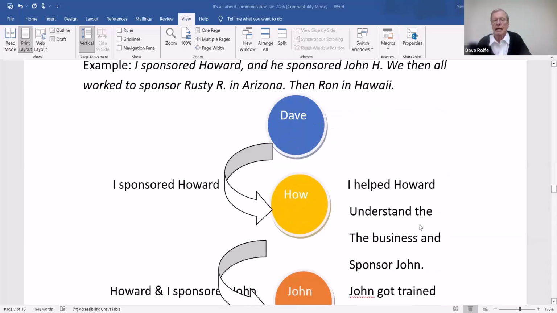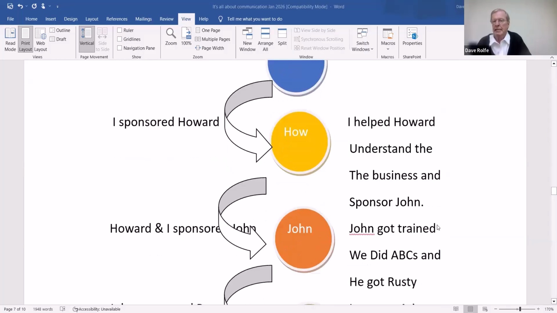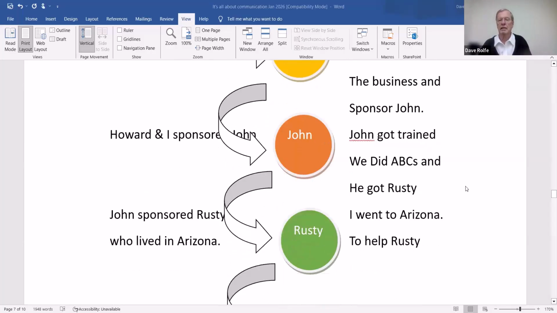I went over to him, and so I sponsored Howard, and I got Howard to understand the business, and then he went and sponsored a guy by the name of John Hopley. John Hopley had experience in doing network marketing in the past, but never had any success with it. But he thought this was a good idea because of the same things that Howard did. So we sponsored John Hopley. John immediately, we did some ABCs, and he got this gal in Scottsdale, Arizona. Her name was Rusty Regador, and Rusty was in the travel business, and she liked to make money.